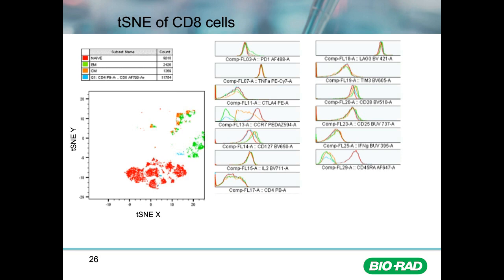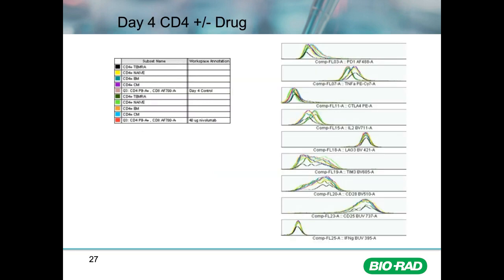T-SNE analysis was then used to compare T cells stimulated in the presence or absence of the PD-1 inhibitor nivolumab. Analysis of CD4 T cells treated with the PD-1 inhibitor showed fewer cells expressing TNF and IL-2 than compared to those that were stimulated without the inhibitor.